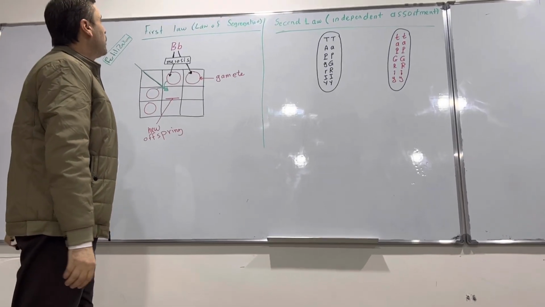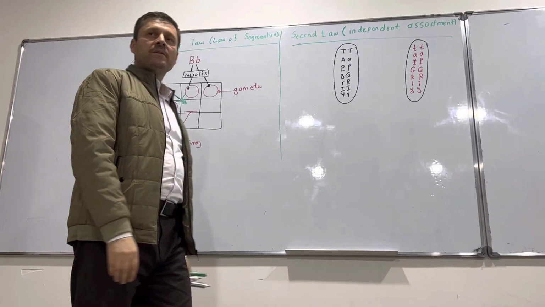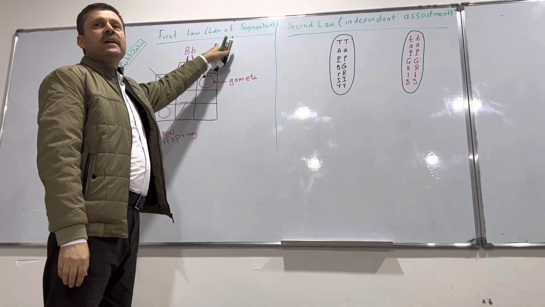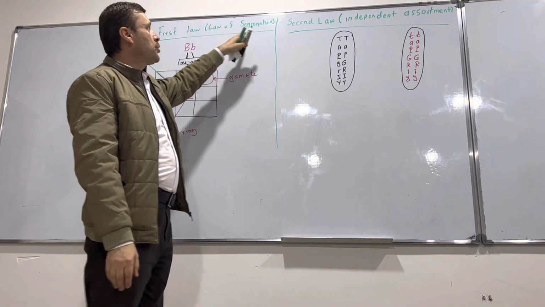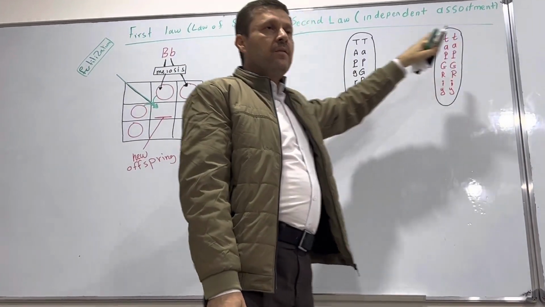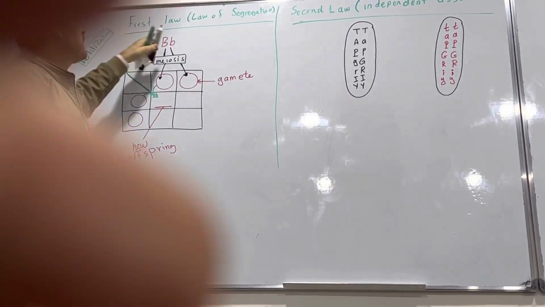Today we discuss the two Mendel's laws. First law called what? Law of segregation. Segregation means separation. And also we have the second law, which is called independent assortment.